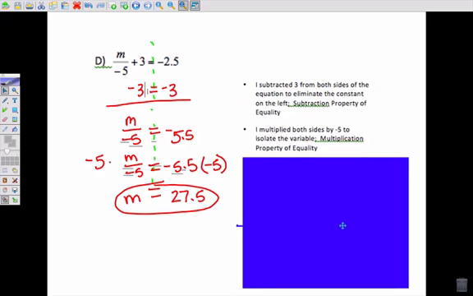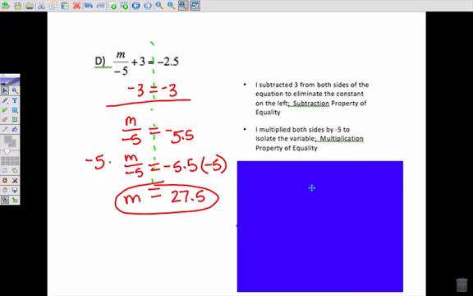Now the explanation, the justification, is very similar, except this is the one where we don't use the division property of equality at the end. So what I did, why I did it, and what property allowed me to do it. I subtracted 3 from both sides of the equation to eliminate the constant on the left. The subtraction property of equality let me do that. I multiplied both sides by negative 5 to isolate the variable. The multiplication property of equality allowed me to do that.